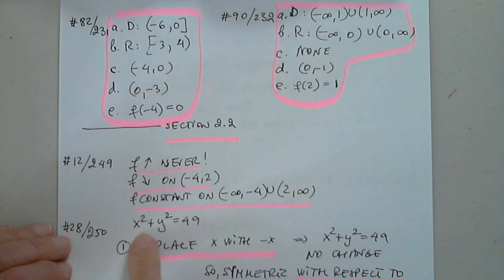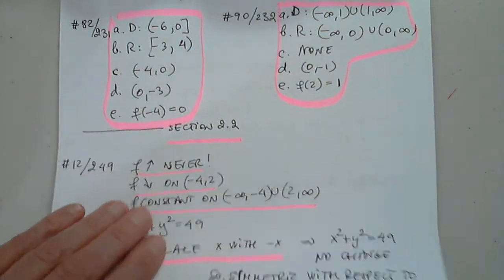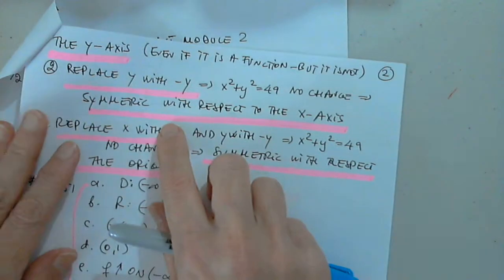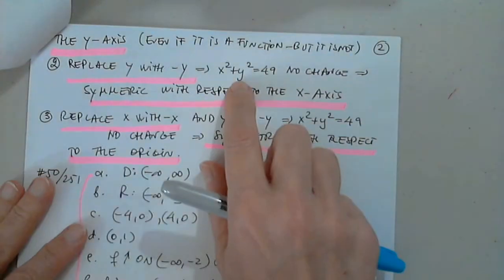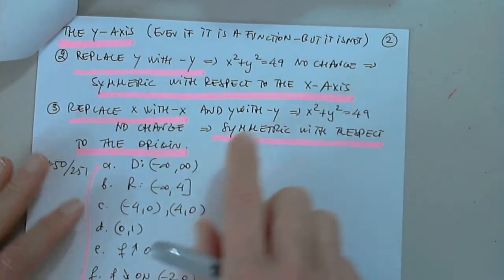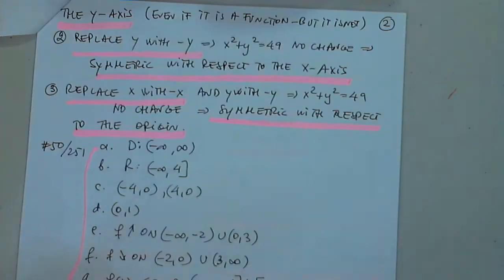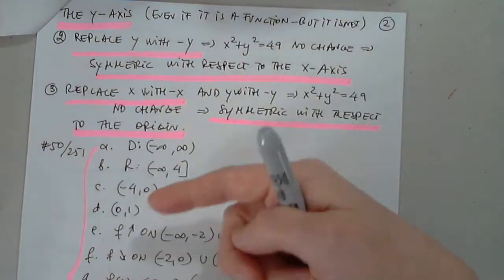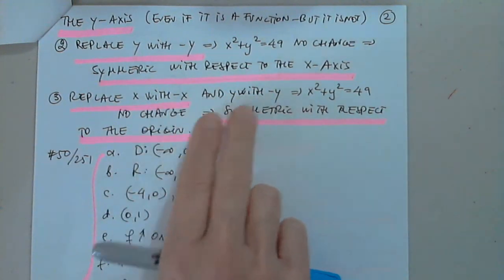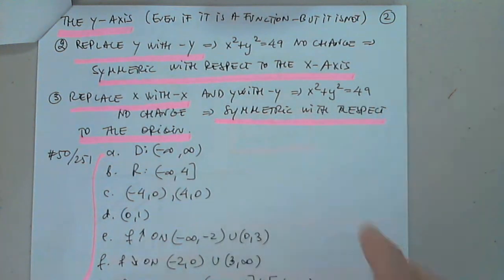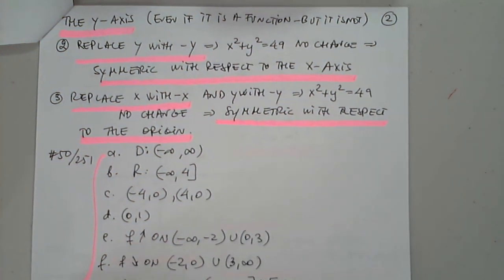Here we're asked to show whether it's symmetric in any way, shape, or form. If we replace x by negative x, there is no change. So it is symmetric with respect to the y-axis. When we replace y by negative y, there is again no change, so it's symmetric with respect to the x-axis as well, which is not a function. As we know, symmetric with respect to the x-axis is not a function. And then we replace both at the same time. Again, there is no change, so we get symmetric with respect to the origin.